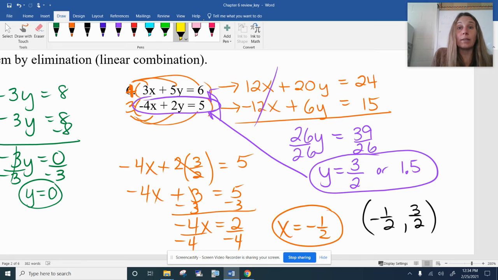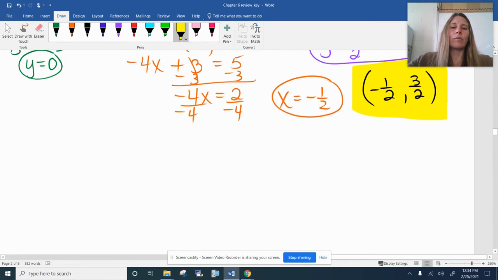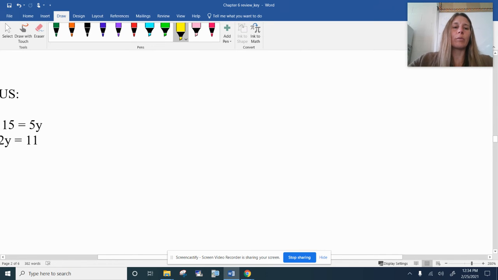If you wrote those as decimals, that's fine. So if you have negative 0.5 and then positive 1.5, that's the same thing. Here we have one more bonus elimination problem here.